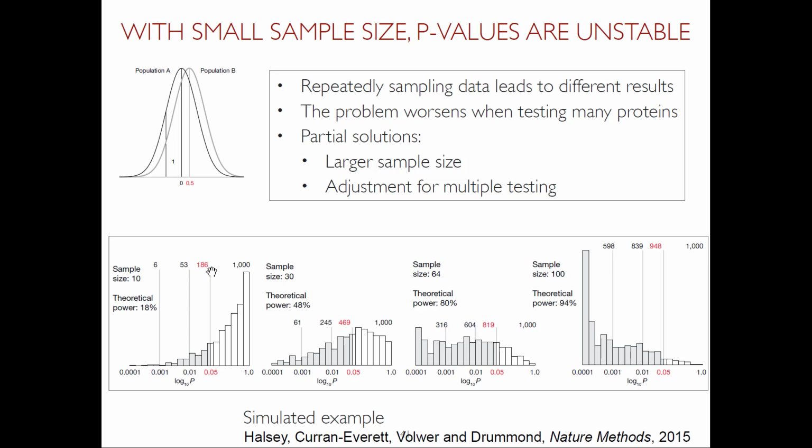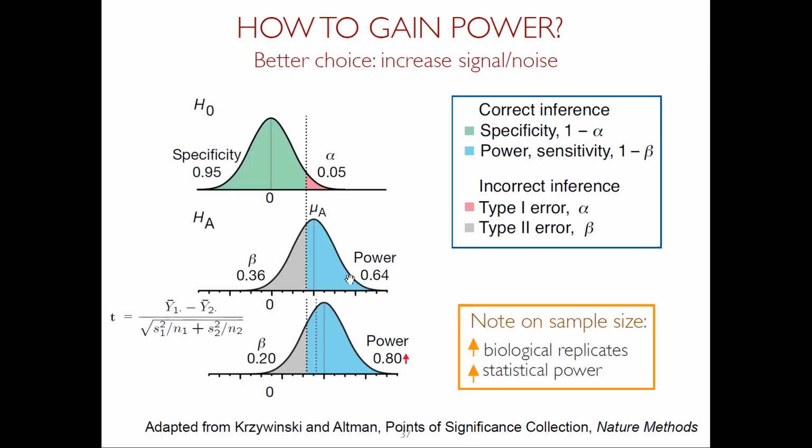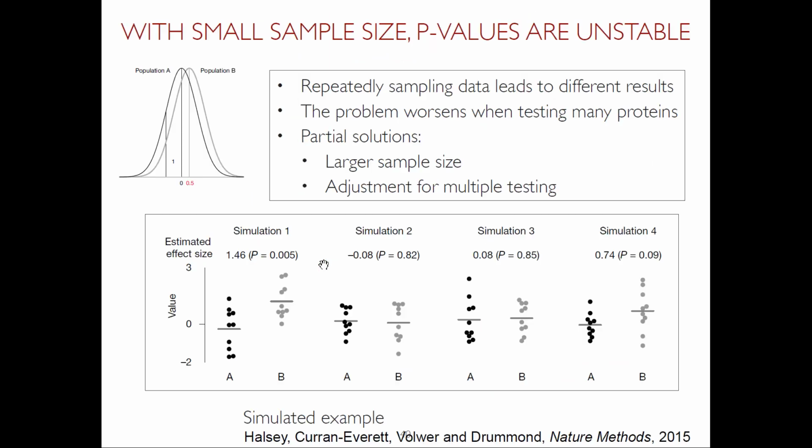Why? Because probably here, with a sample size of 10, this is a study that is underpowered, right? With a sample size of 10, the distribution under the true difference between the groups didn't shift to the right enough. So this blue area is too small, and we have a very small probability of detecting the change when the change exists.